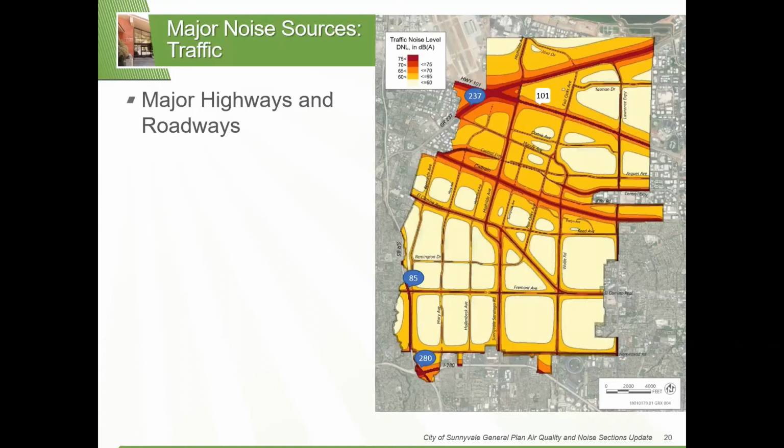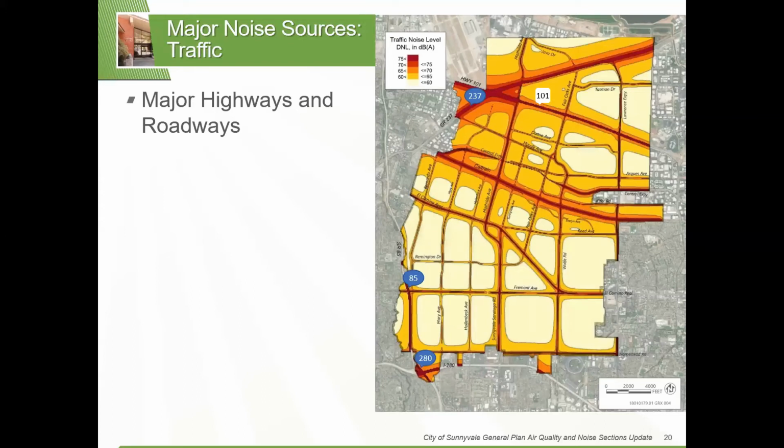Similar to many communities in California, traffic is a primary noise source in Sunnyvale. Major highways and roads are considered a primary noise source within the city because roadway noise permeates through all parts of the community. Noise levels were modeled at 75 feet from the center line of major roads within the city. Noise contours for all modeled roads were mapped and are depicted here.